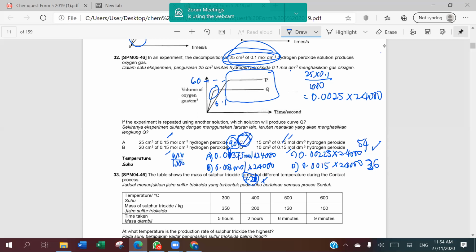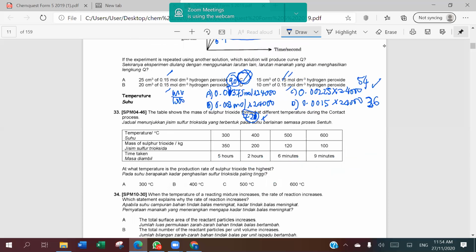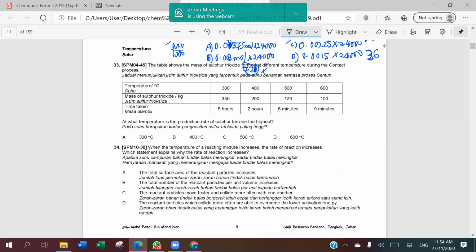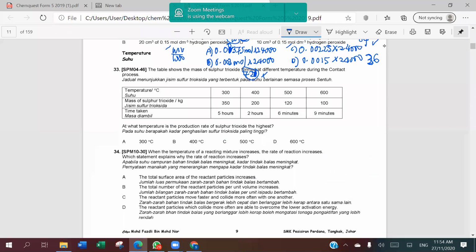Okay, can you see here? It seems that my D also can, right? But actually the answer is C. Can you understand, class? Yes, sir. Okay, very good. Does everyone understand what we just did? Yes. Okay, well done.